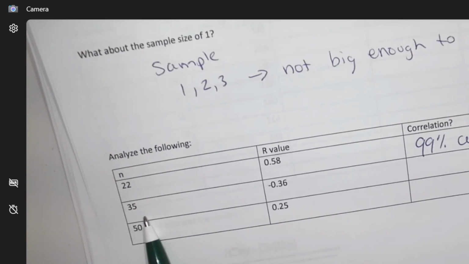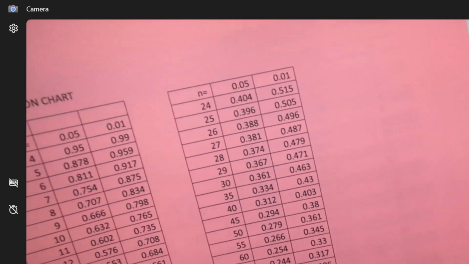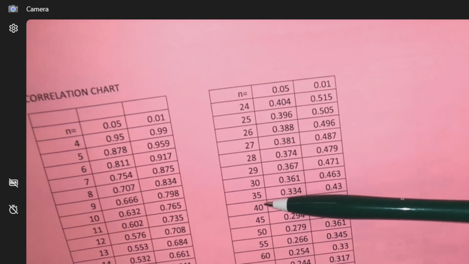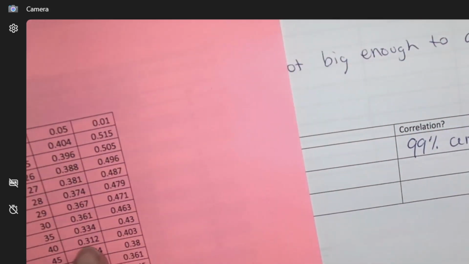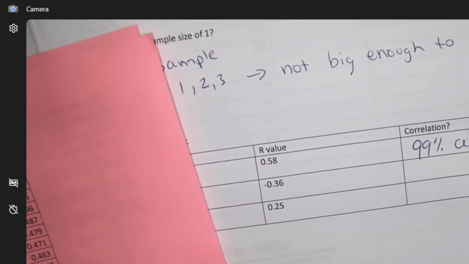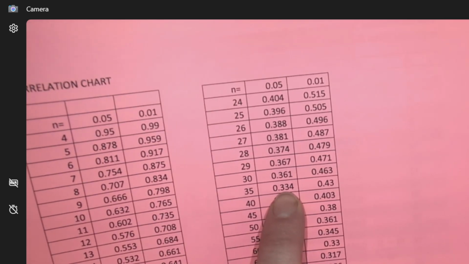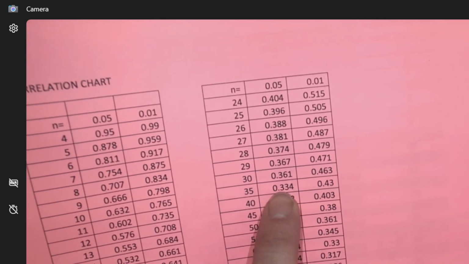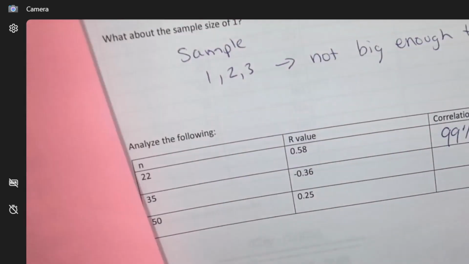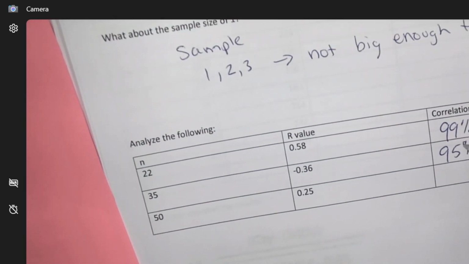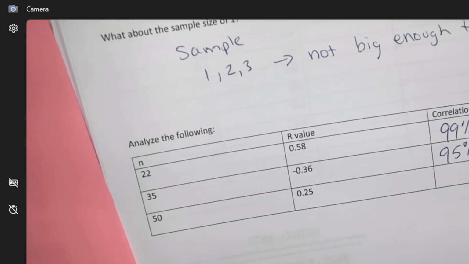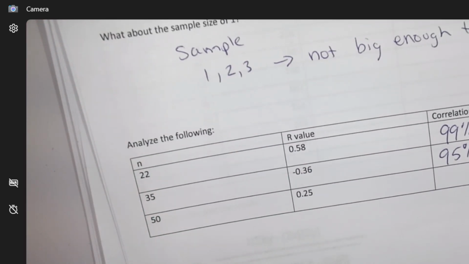Okay, so 35 is the next n number. So I'm going to go to 35. And then I'm looking at a 0.36. So the 0.36 is bigger than this, but it's not bigger than that. So I can only be this certain. So that means I'm 95% certain. The negative doesn't matter? No. The negative is just like how we do our z-scores, same idea. The data with the positive versus the negative is going to be the same.